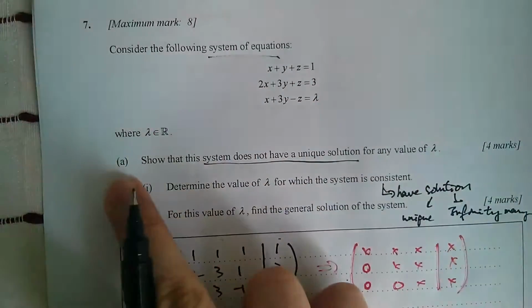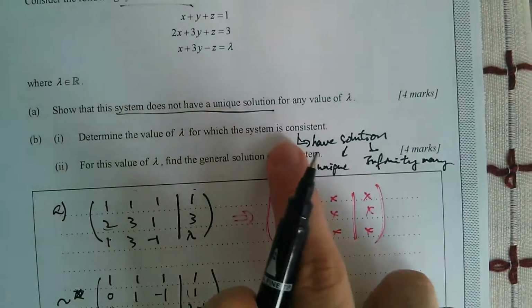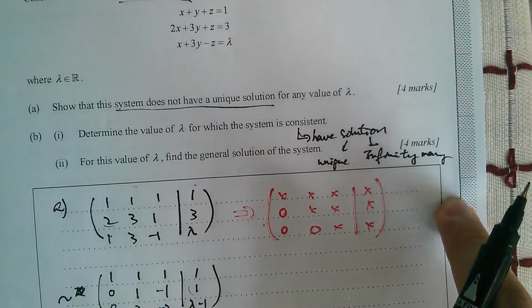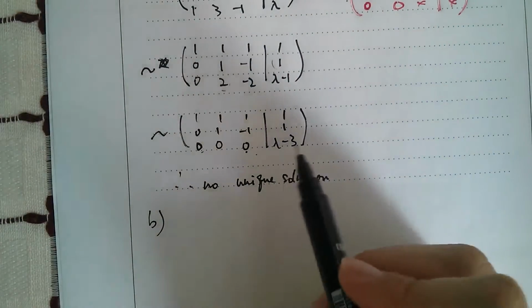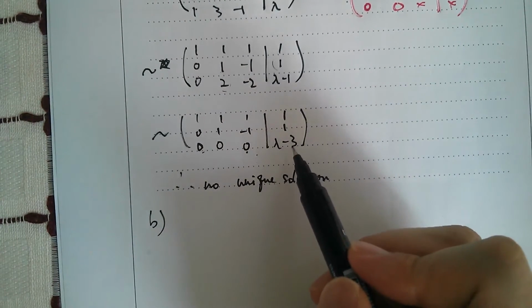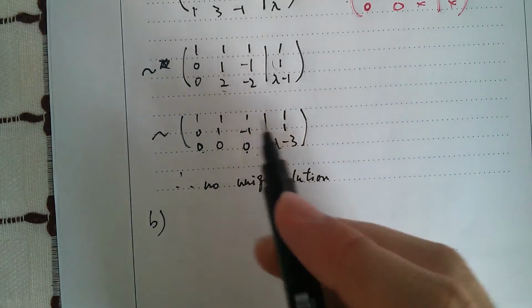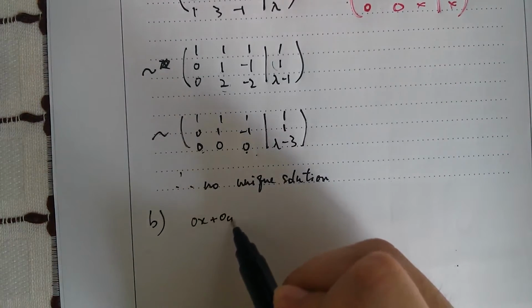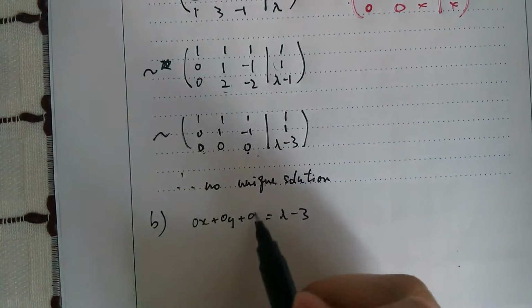But in part A, we have already shown that there won't be any unique solution. So the only way for the system to be consistent is to have infinitely many. How do you have infinitely many solutions? The answer is you need this to be 0. That would take me another video, but the reason is the last row would really mean 0x plus 0y plus 0z equal to lambda minus 3. So this is all 0, right?